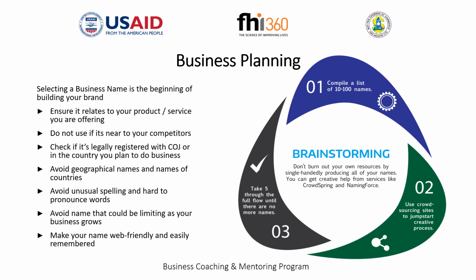You can compile a list of, say, 10 to 100. Maybe 100 is a lot. But write down some names. I would say minimum 3 names, and then as many as you want. Ensure that the name relates to what you're selling. So don't choose a name where persons are going to have to wonder, oh, but what is that? What do you sell? What are you selling? Or choose a name where they may think you sell something else.